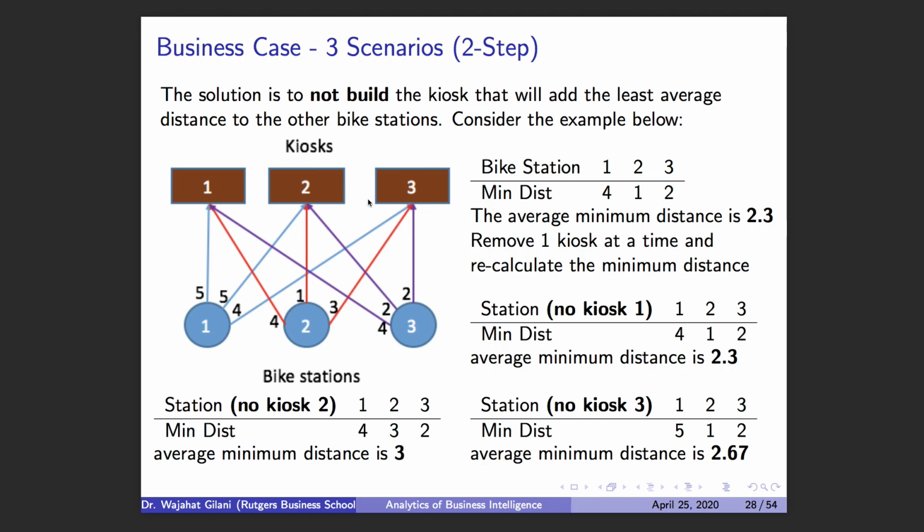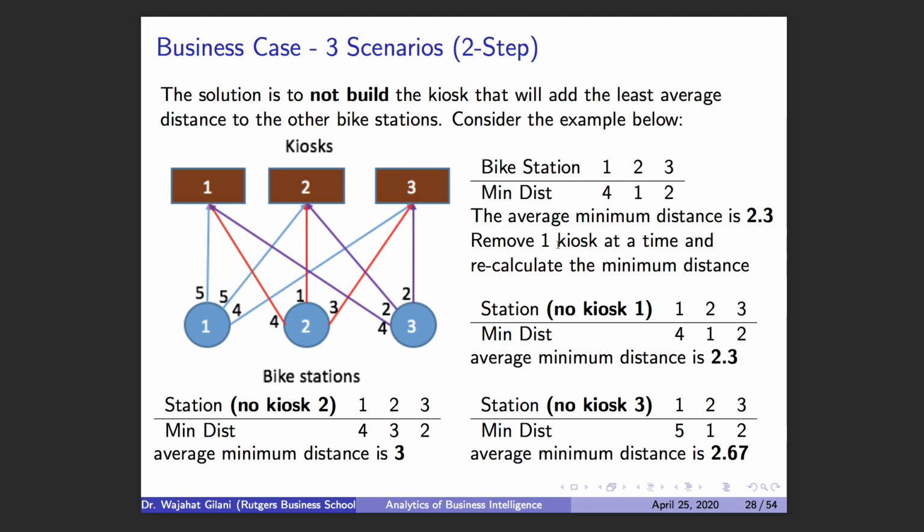All right? So let's start this off. How do we start this off? We first get the minimum distance from each bike station to its respective kiosk. So we come up with a nifty little table right here, bike stations 1, 2, and 3. For bike station 1, its minimum distance is to the third kiosk, which is 4. Bike station 2, it's 1, right there. And bike station 3, you actually have 2 minimums, 2 and 2, so you can choose either one, doesn't matter. 2, done. So the average of these minimum distances, if you have 3 kiosks, is 2.3. Okay?